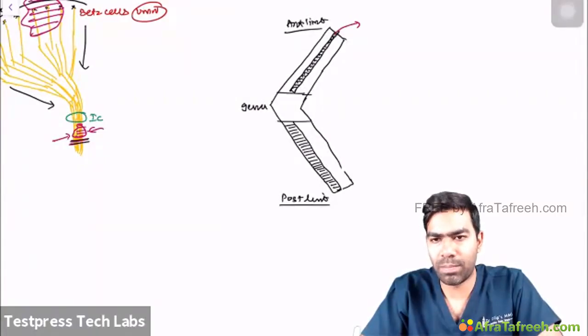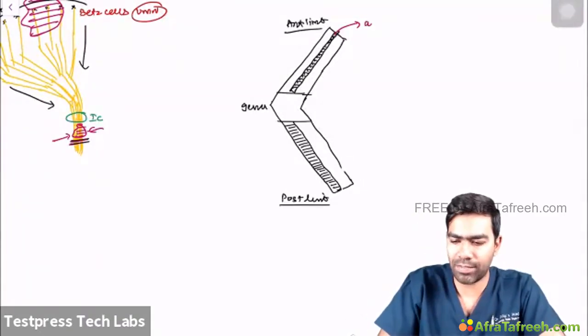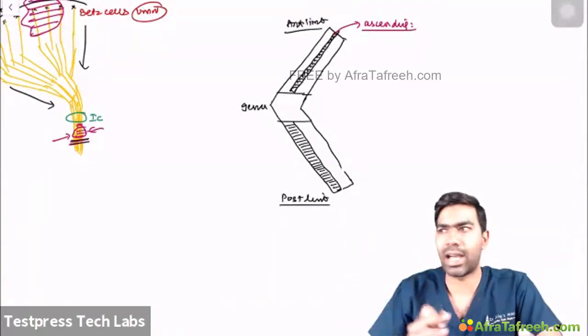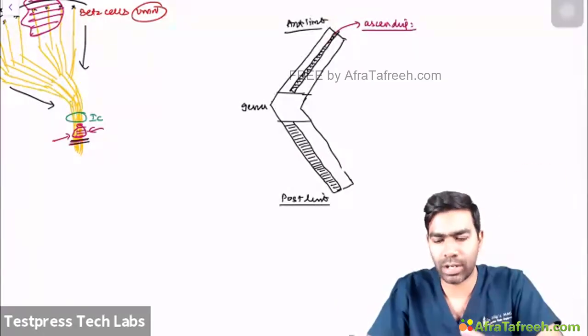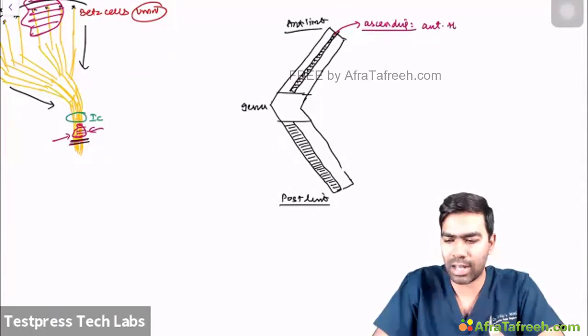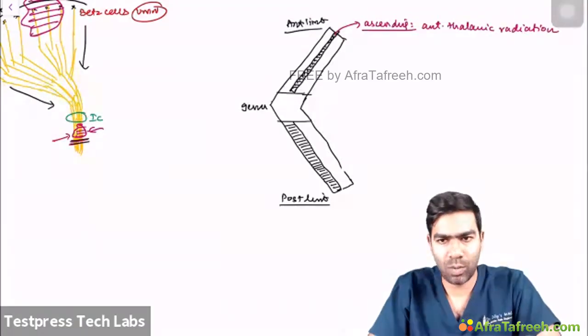What I have drawn in black are actually thalamic radiations. They are going to the thalamus. They are ascending fibers. Because the internal capsule contains both ascending as well as descending fibers, both will be going through the internal capsule. So these ascending fibers are called the anterior thalamic radiation. I'll tell you what that really means.